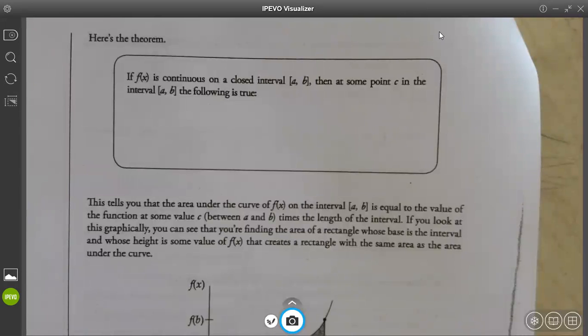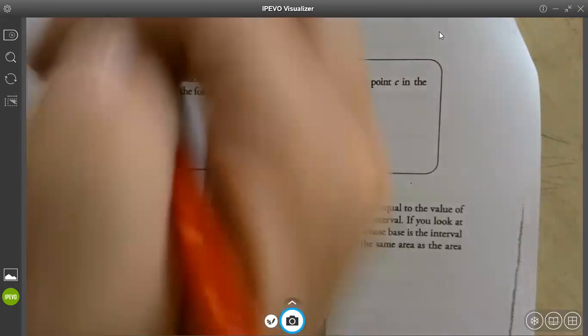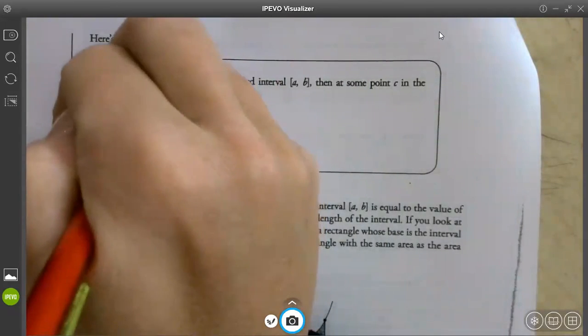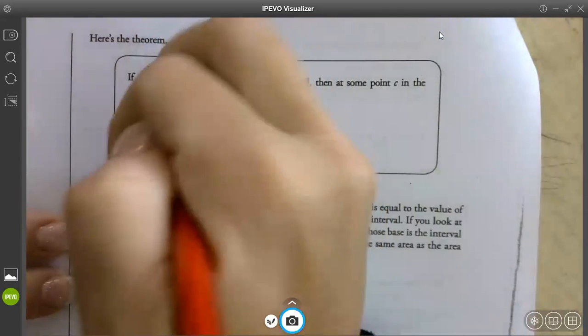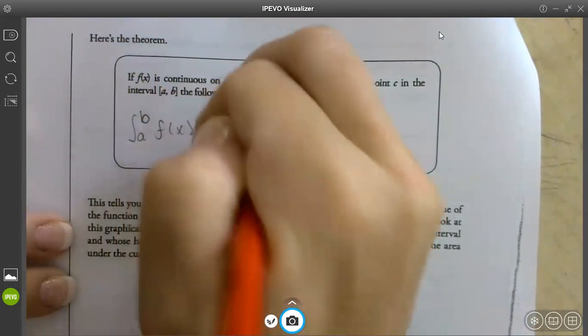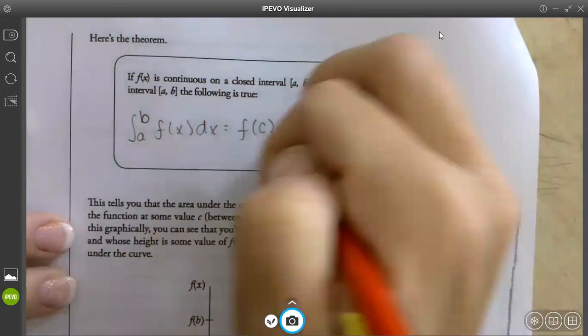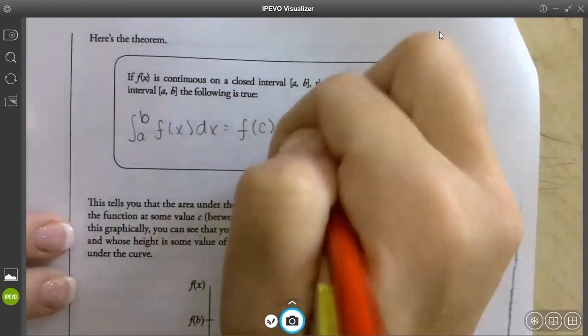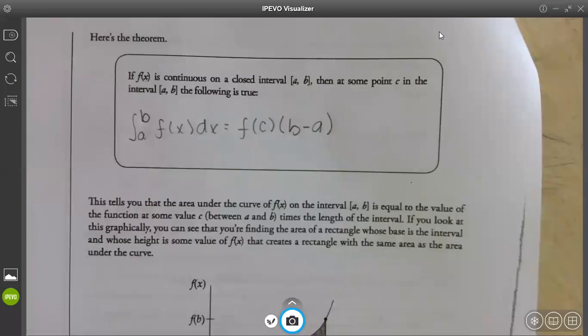So this one, they're talking about the mean value theorem, and we have already gone over that. I'm going to go ahead and give you this formula, where it says f of c times b minus a.